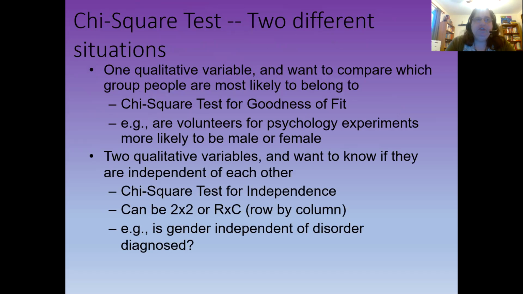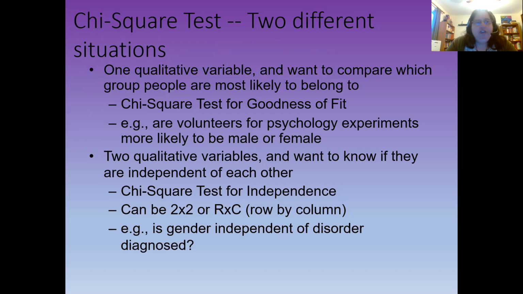So with chi-square, there's two different kinds of situations, and we're going to talk about both. The first kind is when you have one qualitative variable, that's it, and you want to compare which group people are most likely to belong to. This is often called the chi-square test for goodness of fit. An example would be, are volunteers for psychology experiments more likely to be male or female? And we could add a third category to this, that would be no problem, or non-binary, or a fourth category, or a fifth category. But we only have one variable.